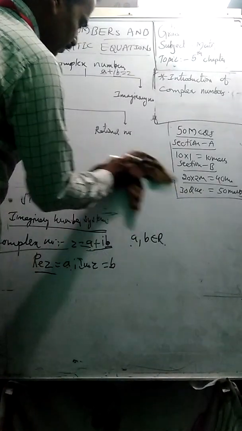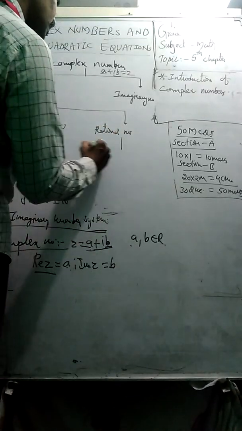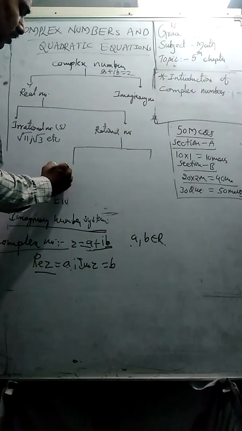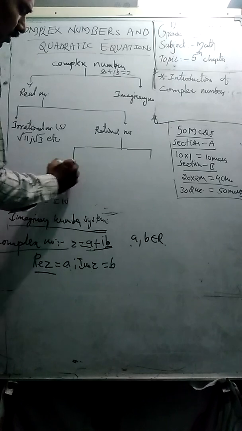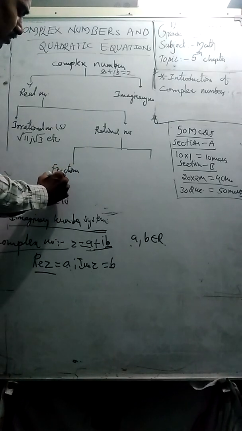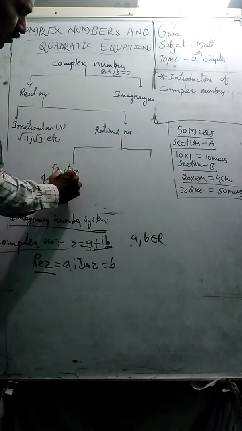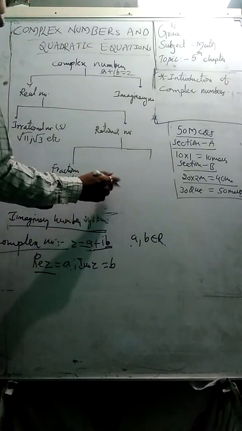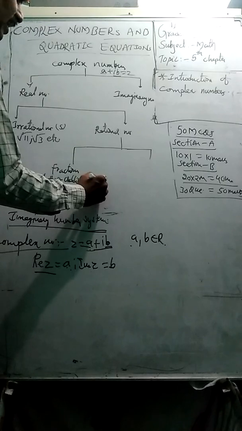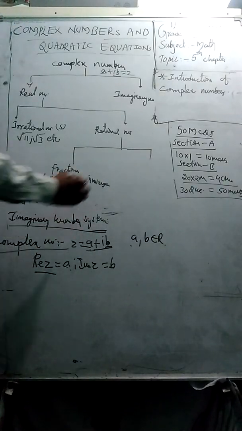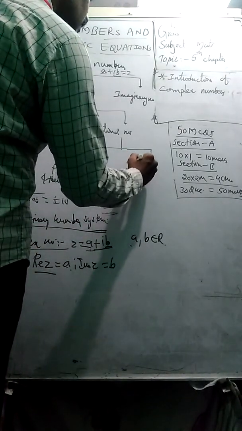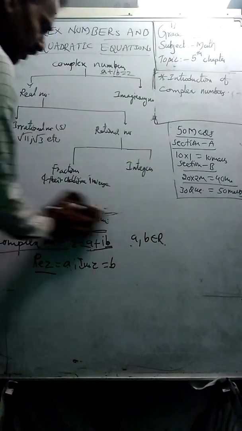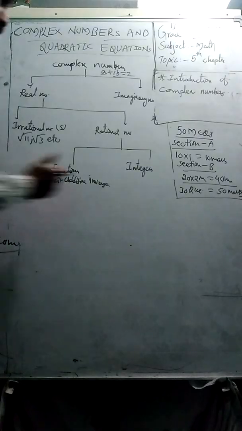Okay, next. Rational numbers we again divide into fractions along with their additive inverses. Of course, negative fractions are also included in fractions, but to understand easily I said it this way. Then here, integers. Again, integers are divided into two parts: negative integers and whole numbers.